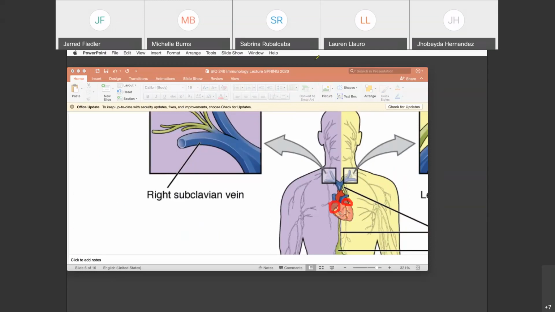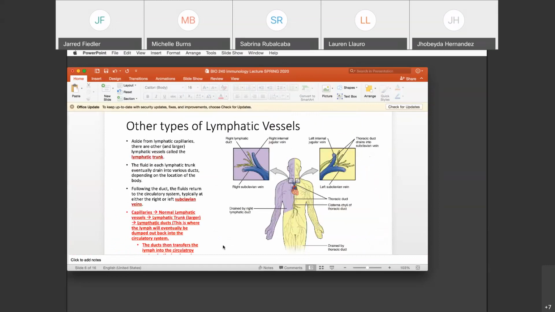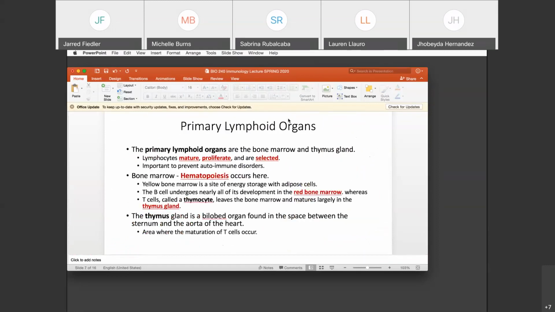Okay, so we'll talk about that right now, actually. So that's a little preview. So the primary lymphoid organs are the bone marrow and the thymus gland. Now lymphocytes, guys, this is referring to things like B cells and T cells. Lymphocytes, such as B cells and T cells, are going to be maturing, proliferating, and selected in both of these different organs.